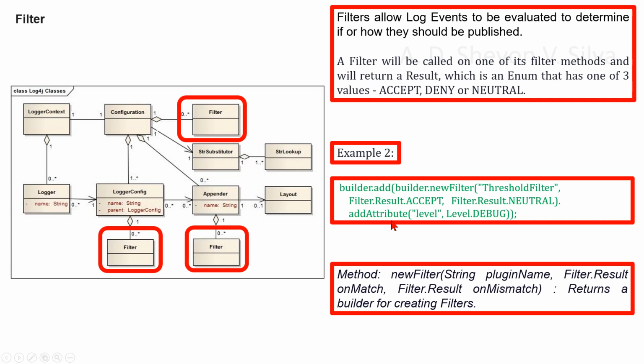In the add attributes, it adds a boolean attribute, key and value here, and this returns the filter component builder, the new filter method. This is added then to the builder, to the component builder, to the configuration builder here.